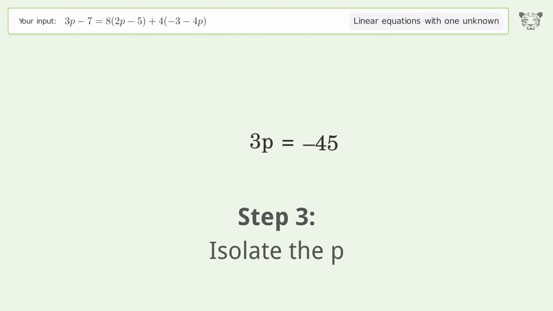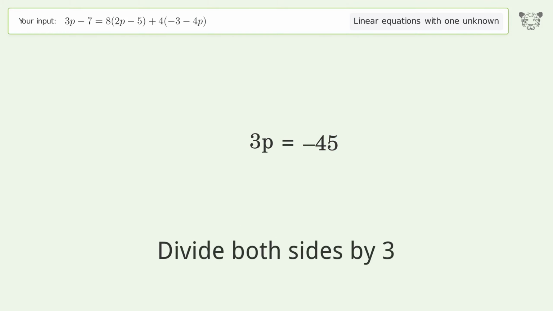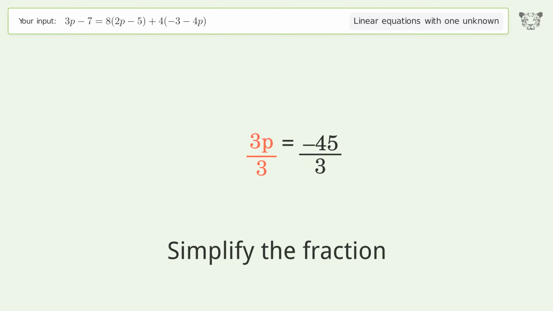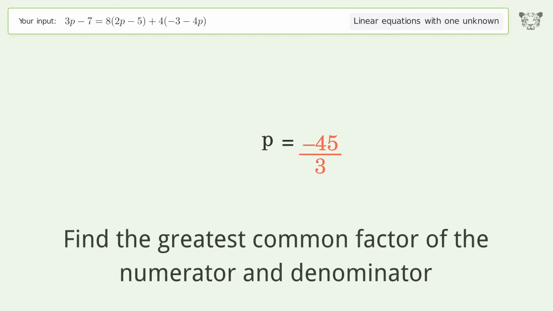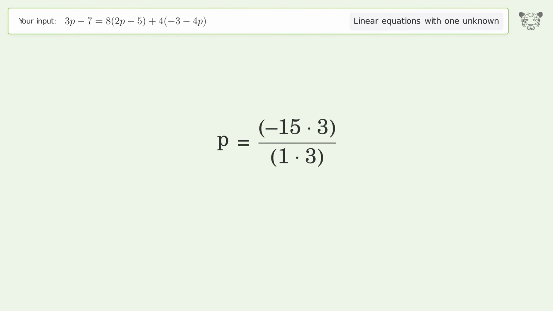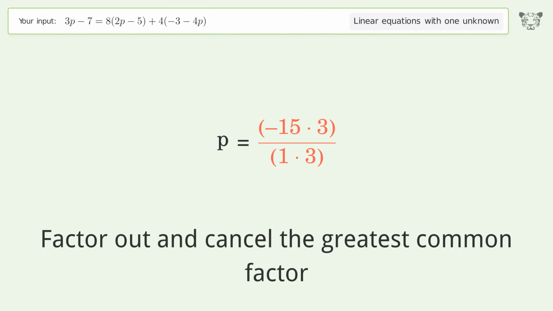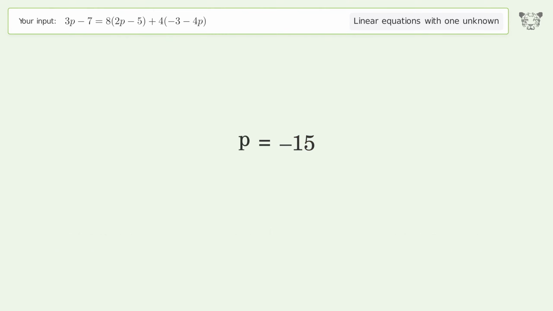Isolate the p. Divide both sides by 3. Simplify the fraction. Find the greatest common factor of the numerator and denominator. Factor out and cancel the greatest common factor. And so the final result is p equals -15.